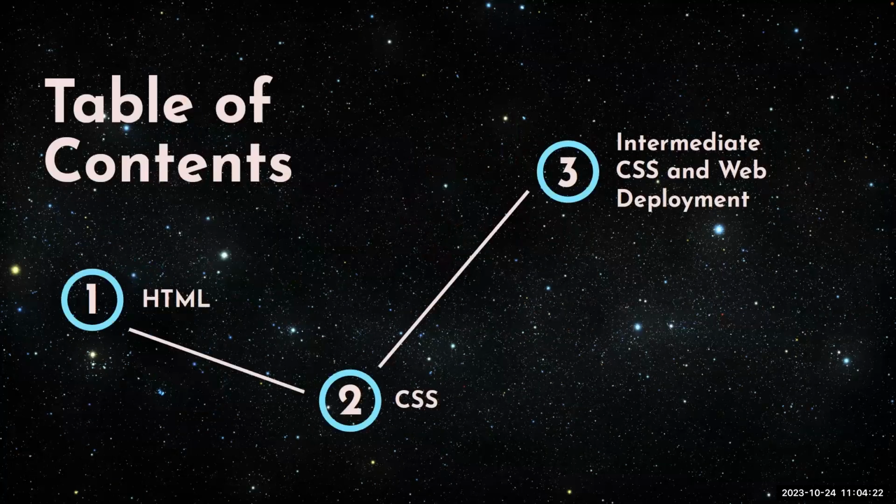We did HTML last week, and now we're going to jump into some CSS so that we can actually style the stuff that you write in HTML that doesn't look very pretty by default. And then next week, we'll go through some more intermediate CSS topics. There's a lot you can do with CSS, a lot more than HTML. And then I'll show you through one option of how you can deploy your content to the web.